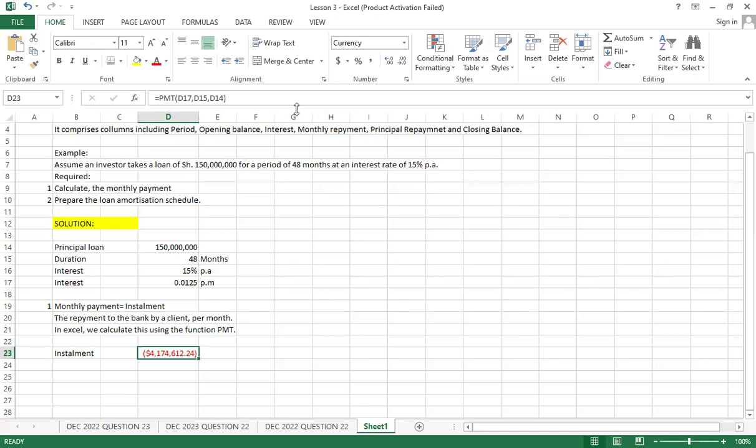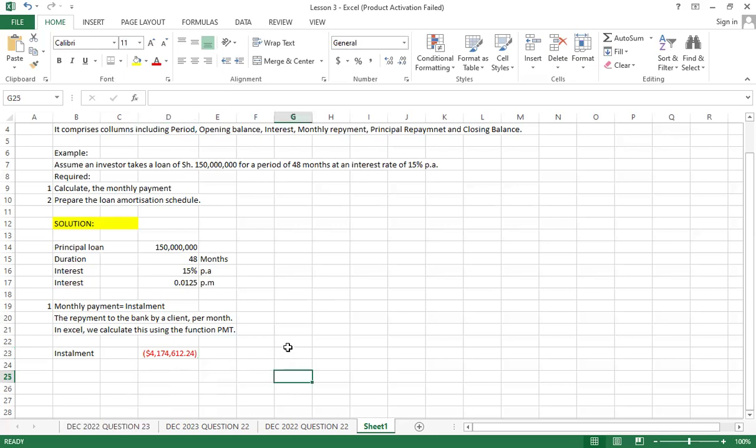I said I don't like two things. One is the fact that it has a dollar sign. Our currency is not in dollars. We had shillings. So you must remove that dollar thing. Secondly, Excel is set in a manner that you get this as a minus. Again, I don't like that minus thing. So I want you to remove those two things. Remove the minus and remove the dollar.